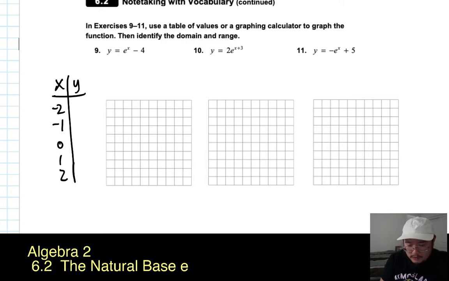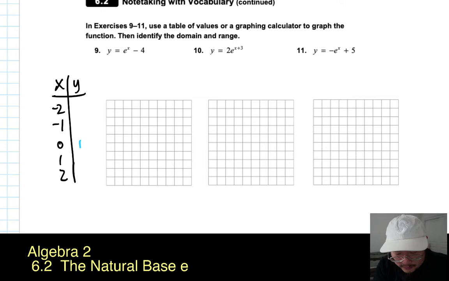We've got e to the 0 power. And remember, when we have something raised to the 0 power, it ends up equaling 1. Right, so then next up. We've got e to the first power, which is, you know, our number of 2.7. So let's go ahead and put e to the first and then minus 4. We end up with negative 1.28.